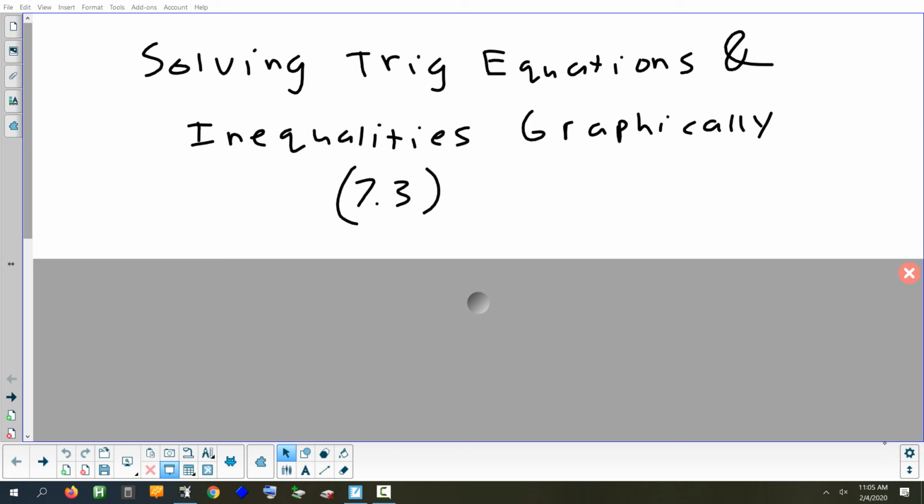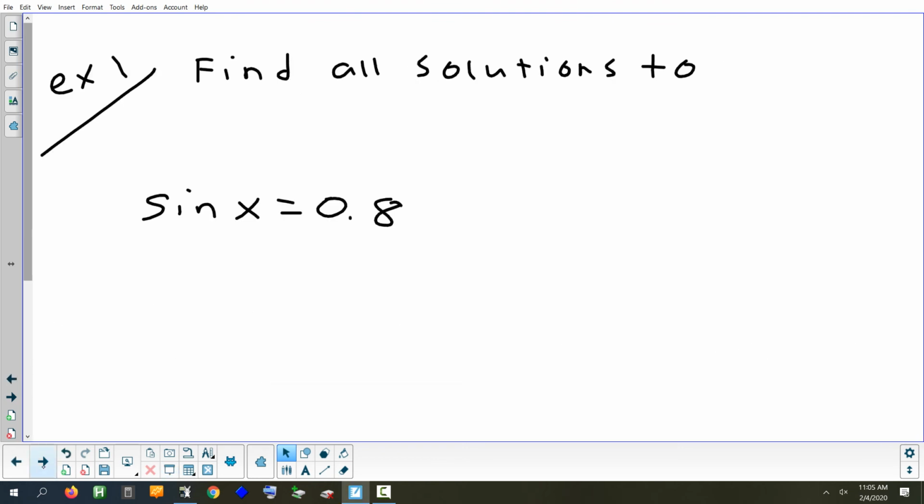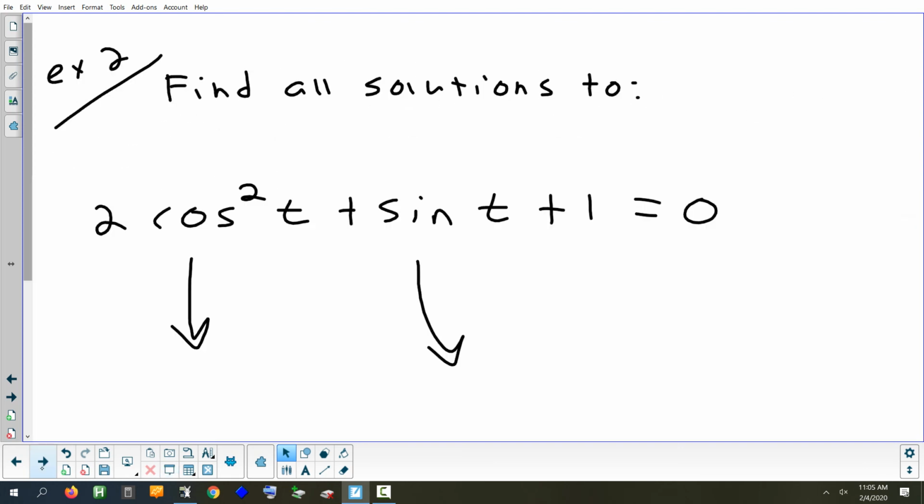Okay, so second to last section for this week is 7.3, and it's on solving trig equations, a little bit with inequalities, but we're going to do it graphically. So eventually, we'll start out with a review problem. That's from yesterday. But we're going to get into ones like this. We've never graphed anything like this before.